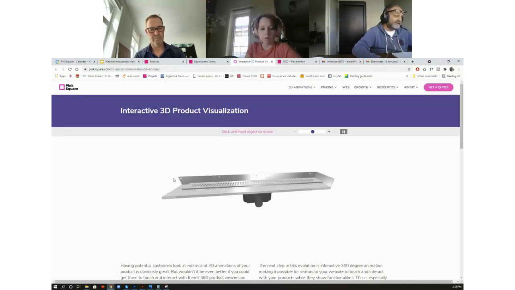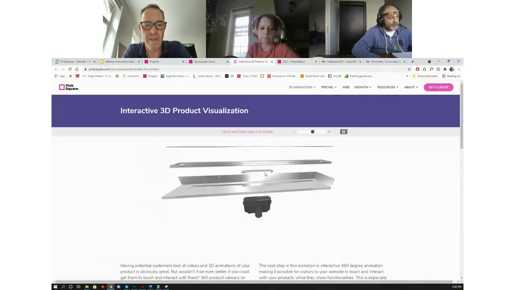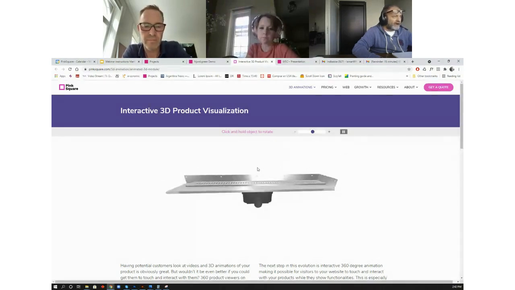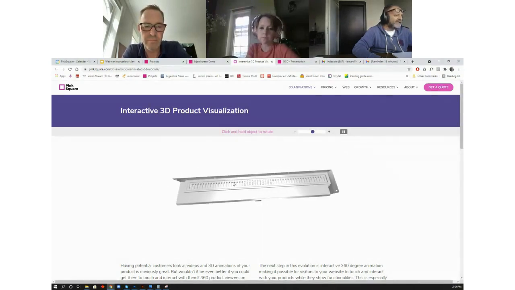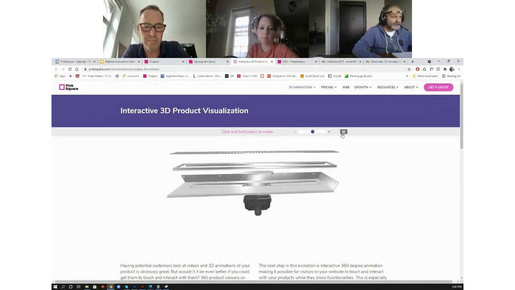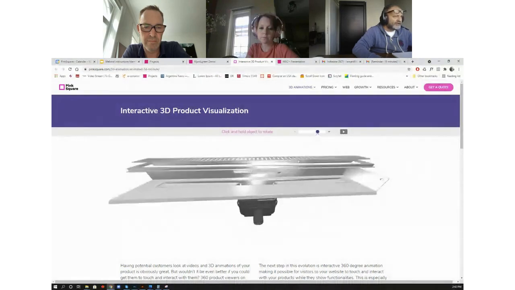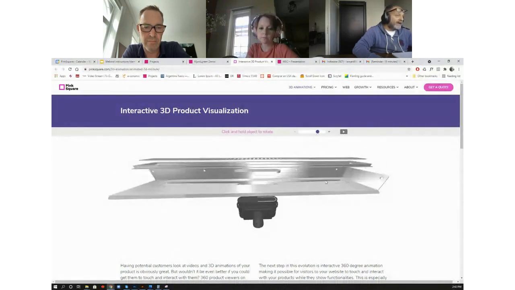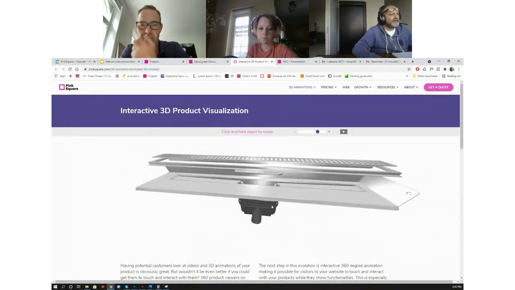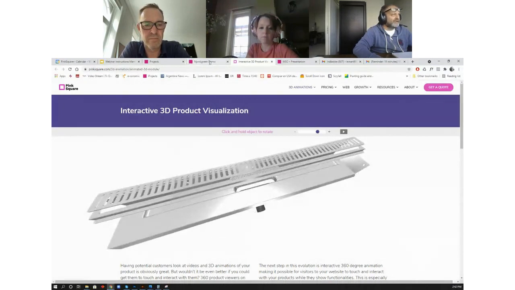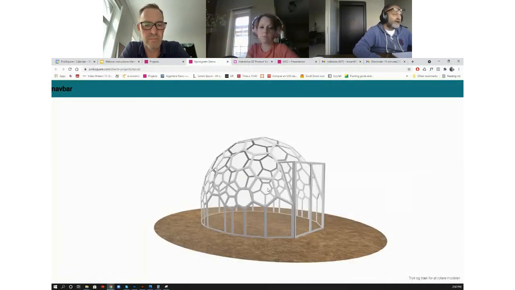We have this Danish producer of drains. And it's a complex system. They were trying to explain to people how it works. You can zoom in, but you can't really interact with it. But in the next example here, I will show you some interaction.